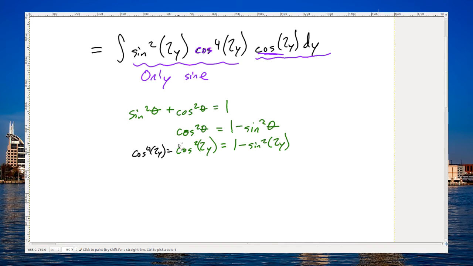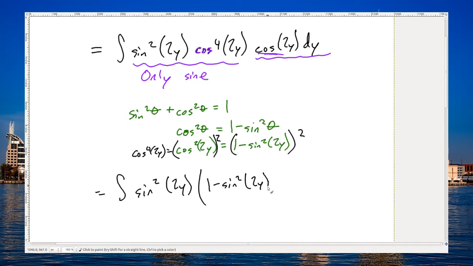Cosine to the 4th is just the square of cosine squared, so I just want the square of this sine term here. All right, so what does that leave me with? Sine squared 2y, quantity 1 minus sine squared of 2y all squared. I still have cosine of 2y dy. Good deal. Take a second, make sure that works for you. I've got the cosine to the fourth here. I found cosine squared here, but to get to the fourth, I had to square my expression.